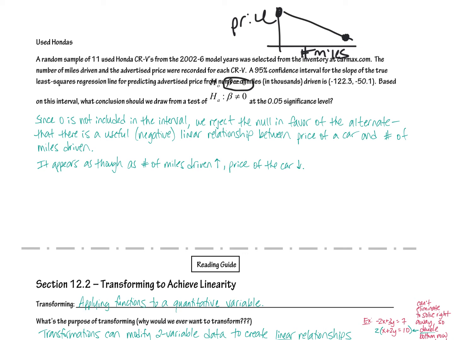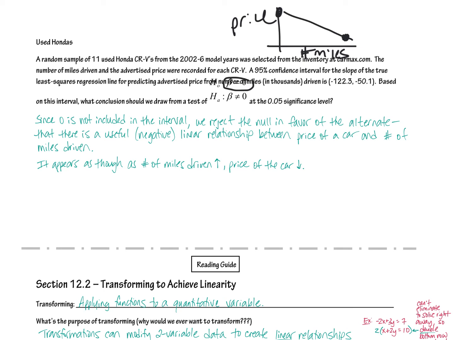Remember that you're always looking at your interval for whether or not 0 is included in there. So in this case, since 0 is not included in the interval, we probably want to reject the H0. We're thinking that the slope is not 0. We're thinking that it's something else. And in this case, we are saying that there is a useful negative relationship because our entire interval is negative, between price of a car and number of miles driven.